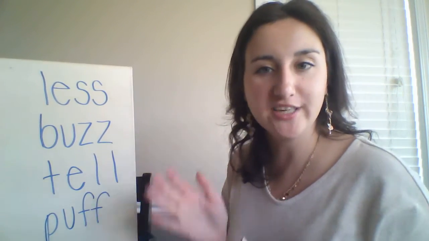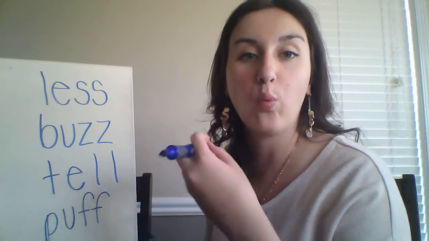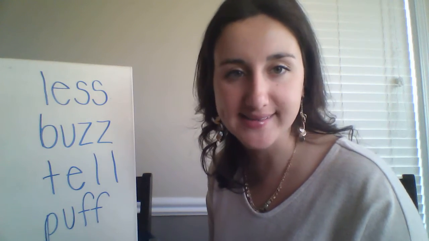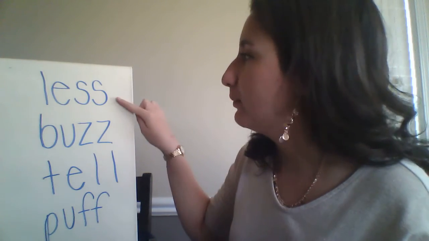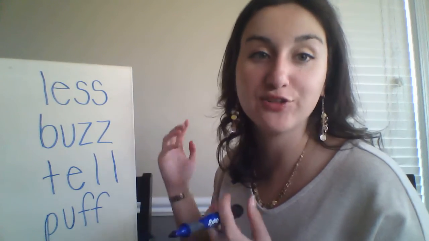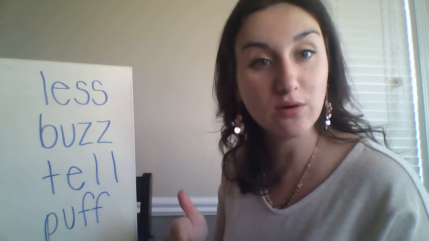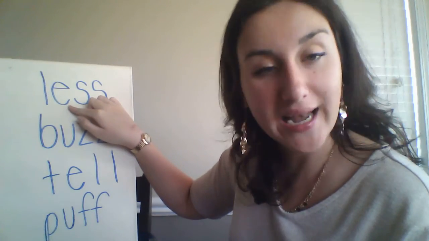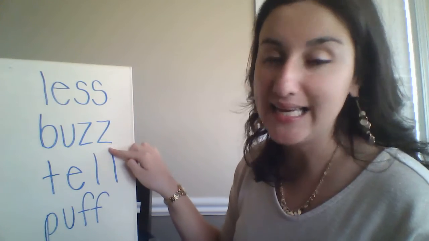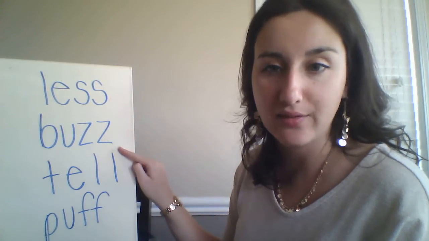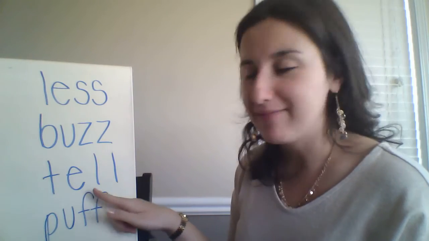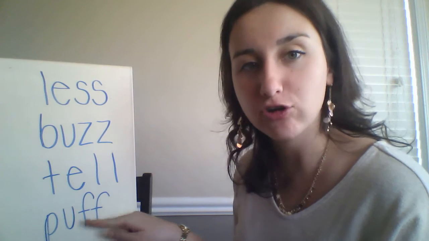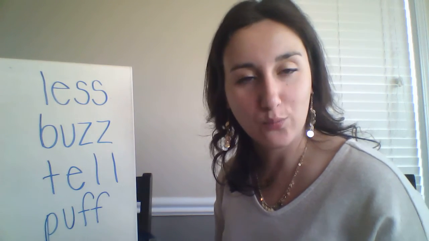The spelling words that we just worked on work with the strategy or skill that we've done previously, which is doubling certain consonants after they come after a short vowel and they come at the end of the word. So double S after a short E when it's at the end of the word. Double Z after a short U when it's at the end of the word. Double L after a short E when it's at the end of the word, and double F after a short U when it's at the end of the word.